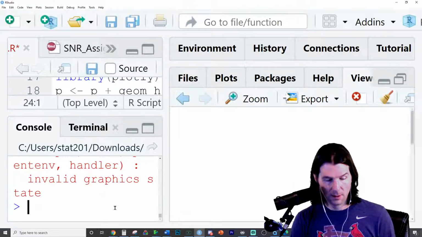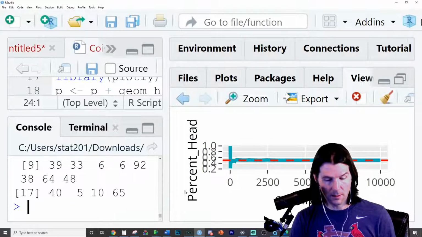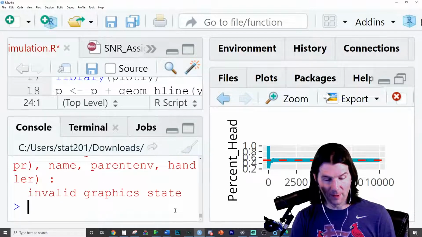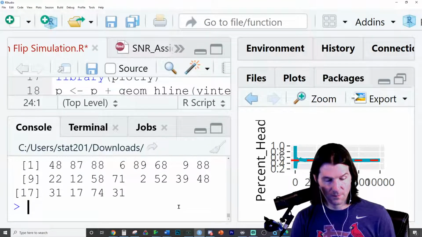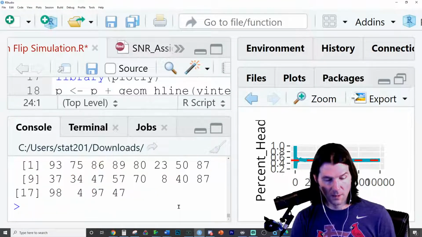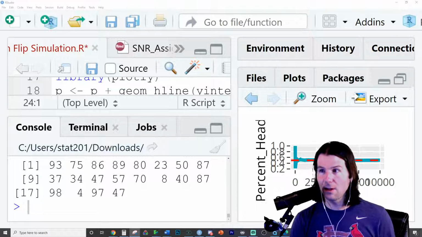Invalid graphic state. Oh, man. It's new. I'm never going to get it to look perfect. Never. Okay. Well, that's good enough.